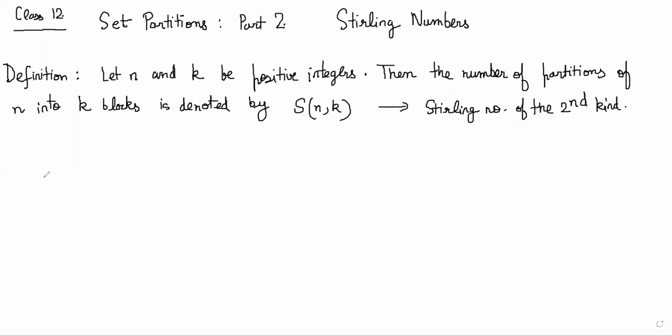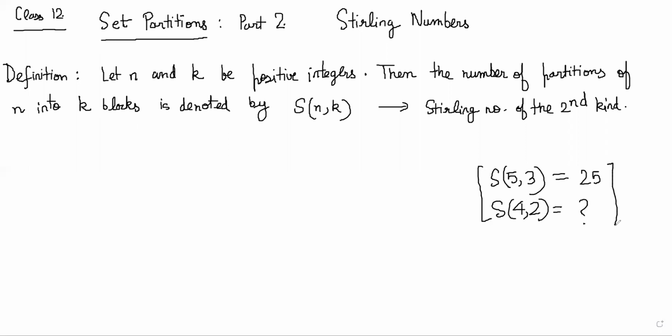Hi, this is part two of the set partitions lecture. We are going to continue from part one, where we talked about how to split a set into several blocks. We took a few examples in that video, and we got the values of, say, S of 5, 3, and so on. We got S of 5, 3 was 25, and S of 4, 2, and so on. A couple of examples we saw in the previous video.